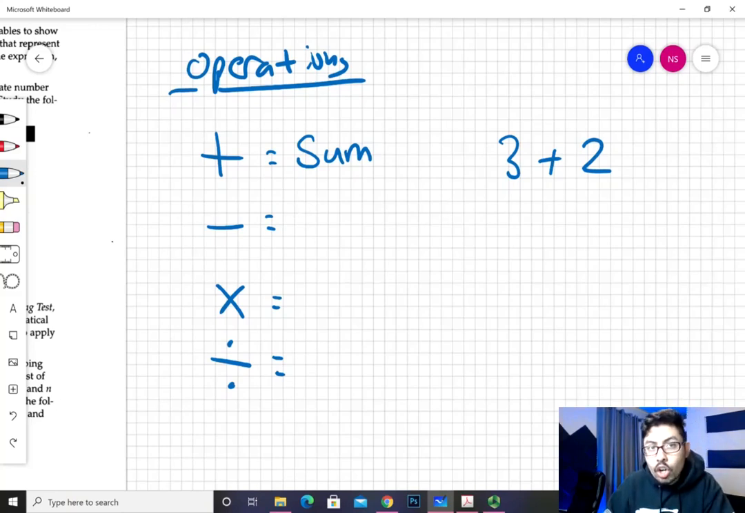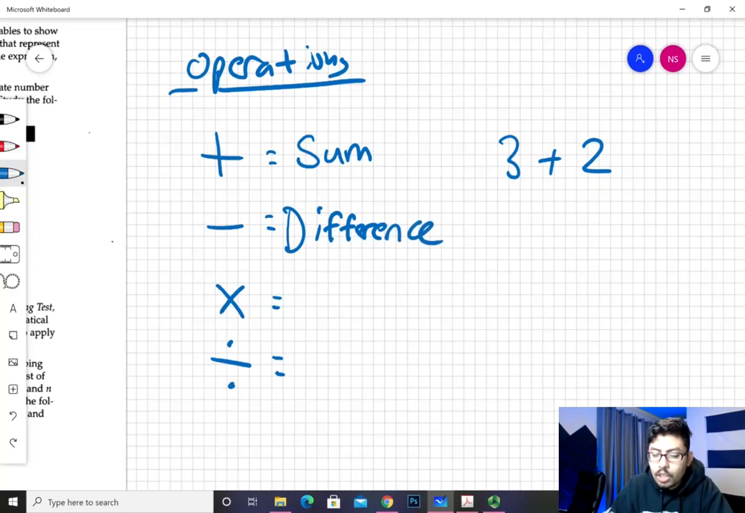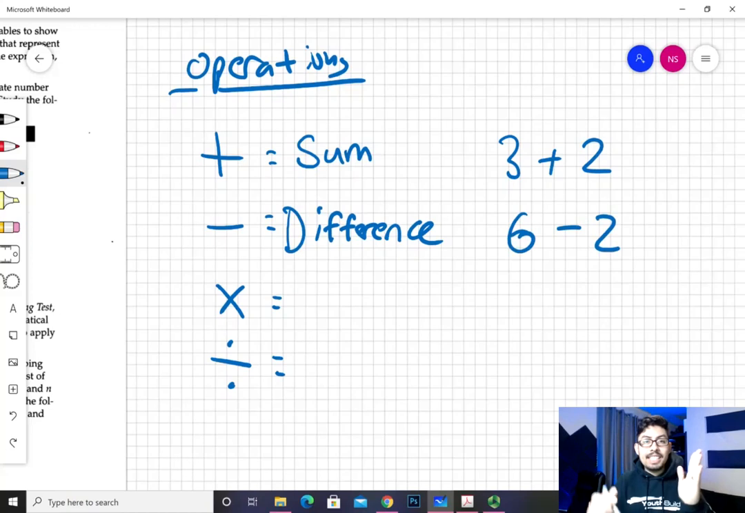The word for minus, the mathematical word, is difference. When they say, what is the difference between 6 and 2? It is saying, what is the answer when you subtract 6 and 2? That's the key word, difference, for subtraction.